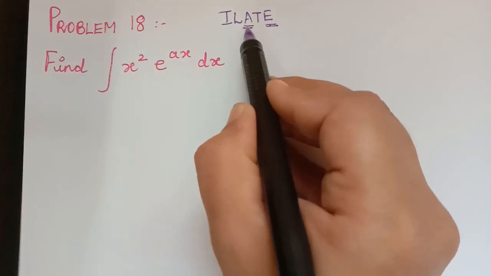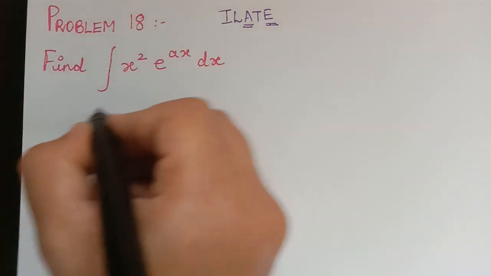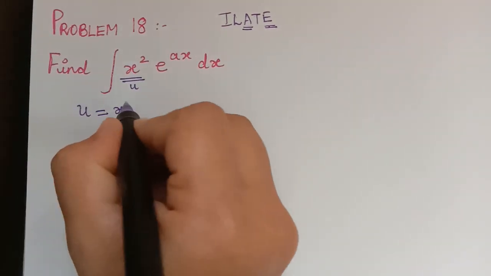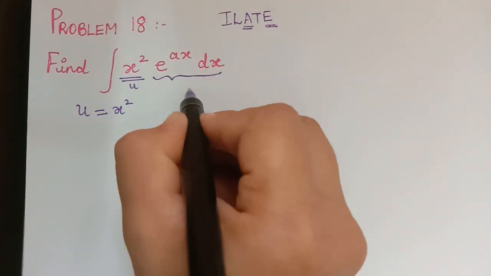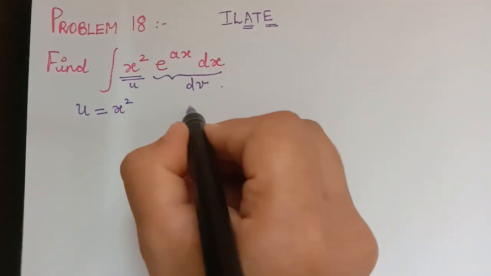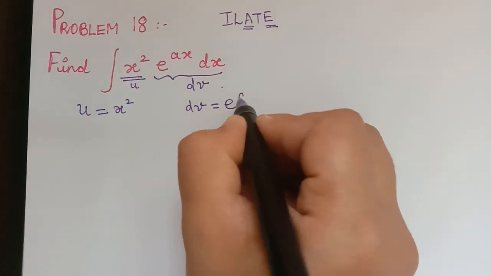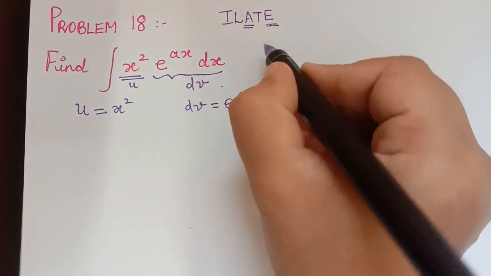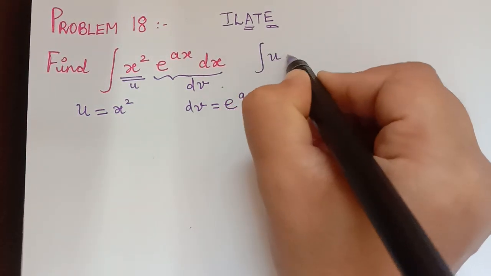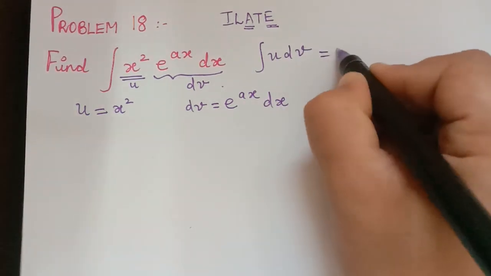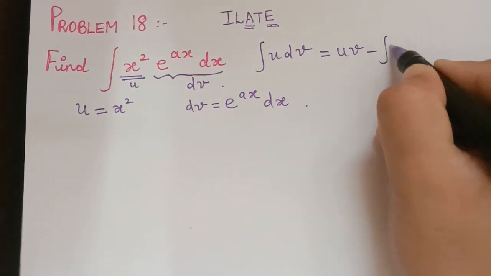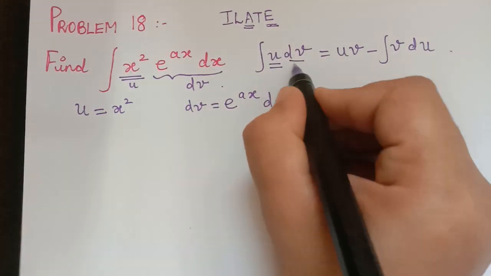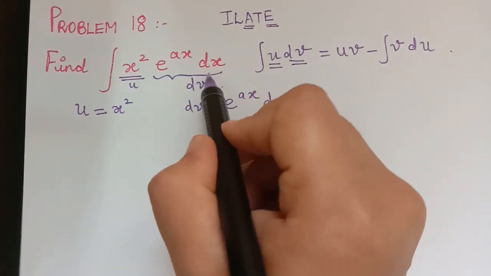So the choice of u must be algebraic. Therefore, here we choose the function u to be the algebraic function x square, and the remaining part we choose as dv. So dv will be equal to e power ax dx. Now we know that the formula for integration by parts is integral u dv equals uv minus integral v du, where we have chosen u as x square and dv as e power ax dx.